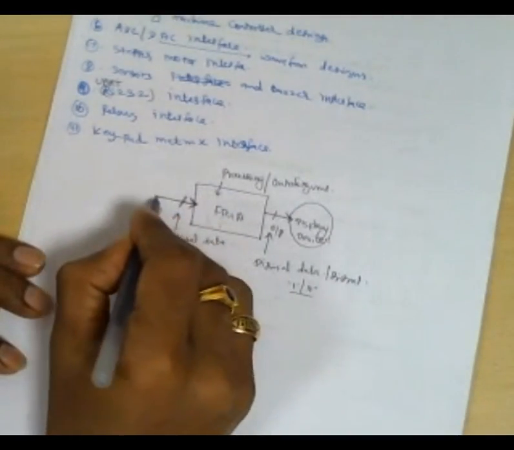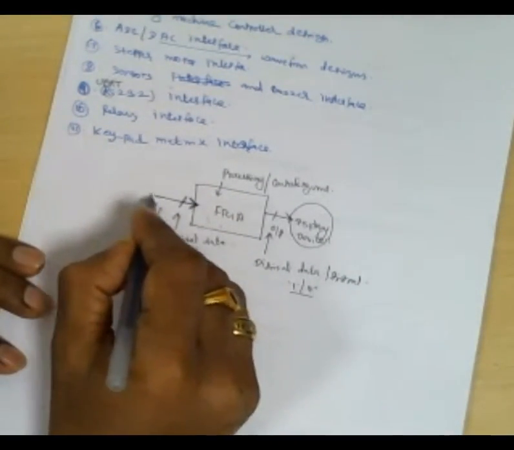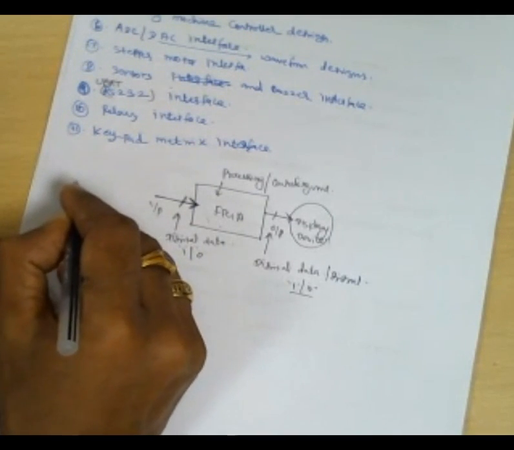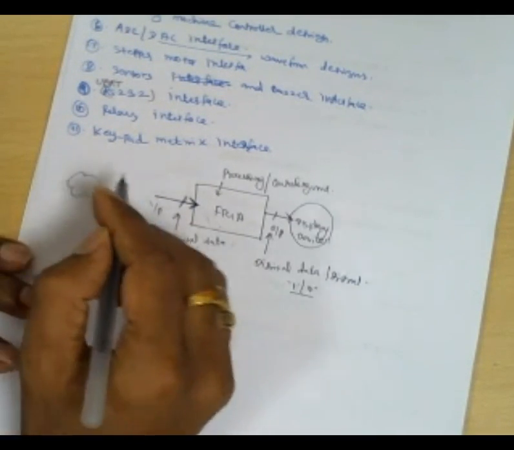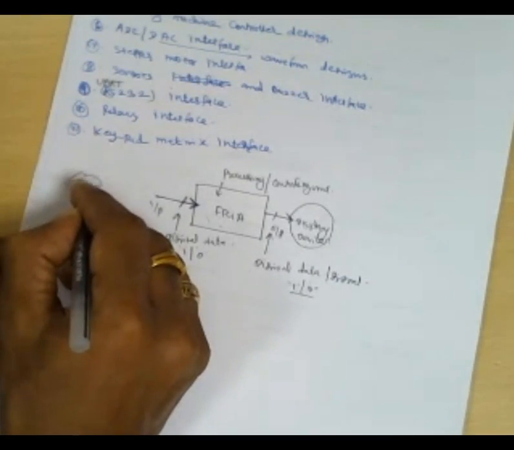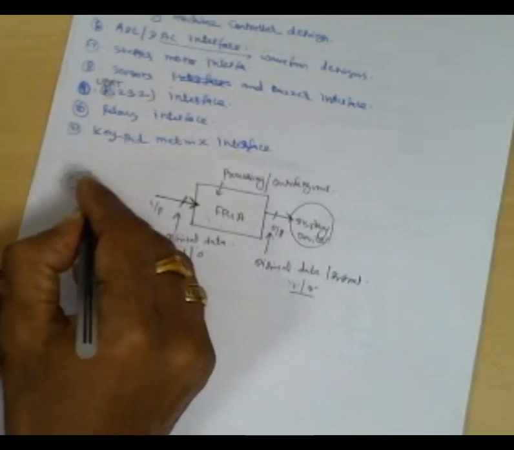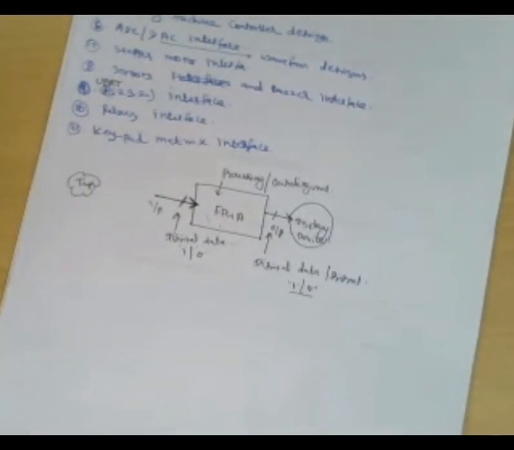Suppose the input I want to get here will come from somewhere here. Suppose I have one sensor here. This is one temperature sensor, for example. The temperature sensor is the sensing element. It is a sensing unit.